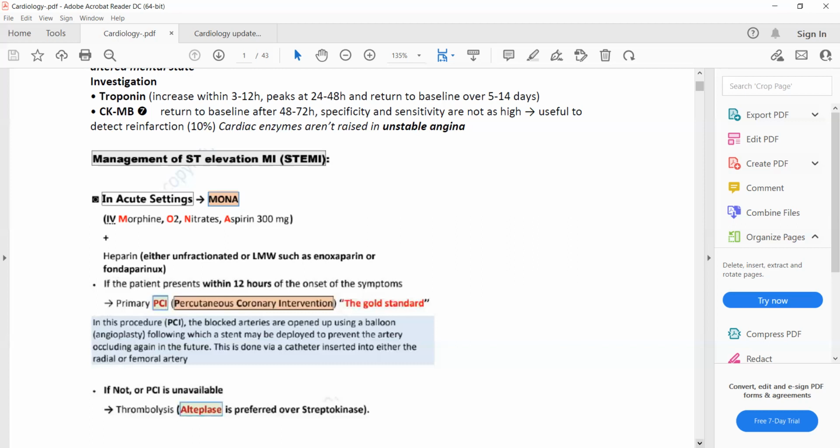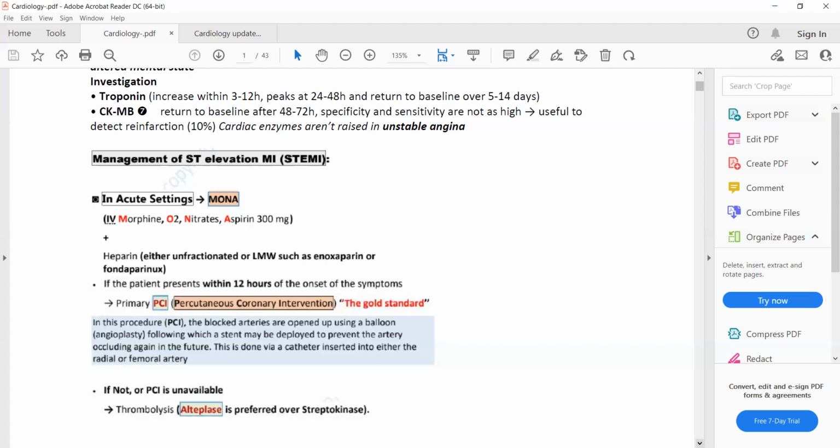Now, the definitive management of ST elevation MI. After all this management, if the patient presents to you within 12 hours of the onset of the symptoms and PCI is available at the hospital, then primary PCI is the gold standard treatment for ST elevation MI.